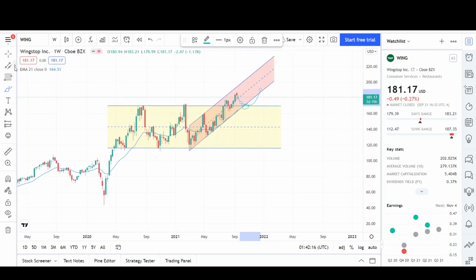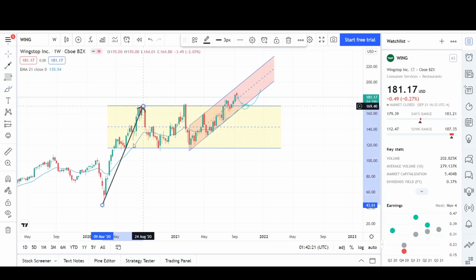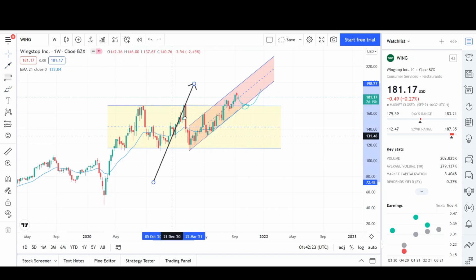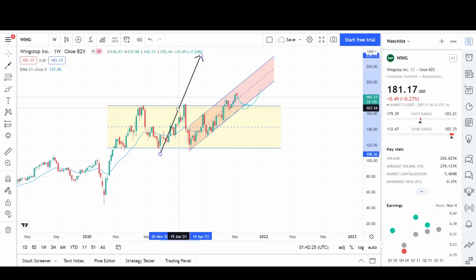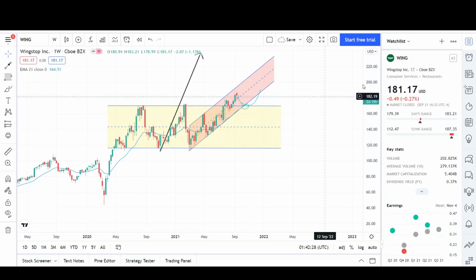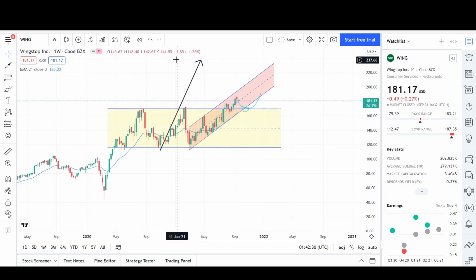If I were to see where price wants to go, I'm going to do a measured move. It looks like this is the first leg up right here, and then we went sideways in a correction. So it looks like Wingstop could possibly reach this price level at the 236 level in the future. It might take maybe the middle of next year, end of next year, if this uptrend continues. If it doesn't, then obviously this target is invalidated. But if the uptrend continues, this looks like the possible target that price wants to reach.